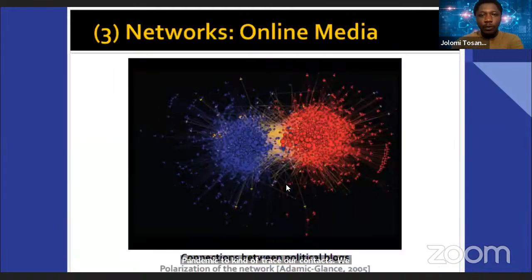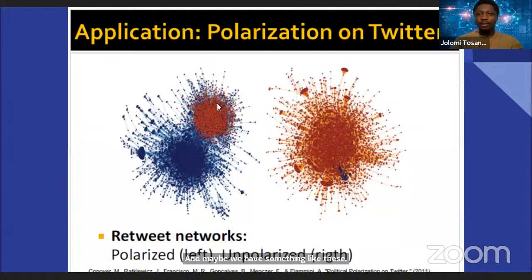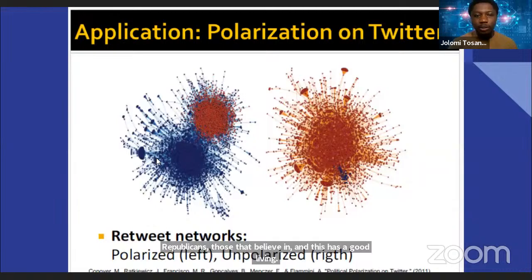We can also use it for basically online social media. We can plot the network of your followers on Twitter, or X, sorry, and then maybe we have something like this. On X, you can most likely find two broad communities, basically contending among themselves, people with different ideas, maybe a polarized network. Maybe Democrats and Republicans, those that believe in A and those that don't believe in B, just driving a trend or arguing about the particular trend basically.